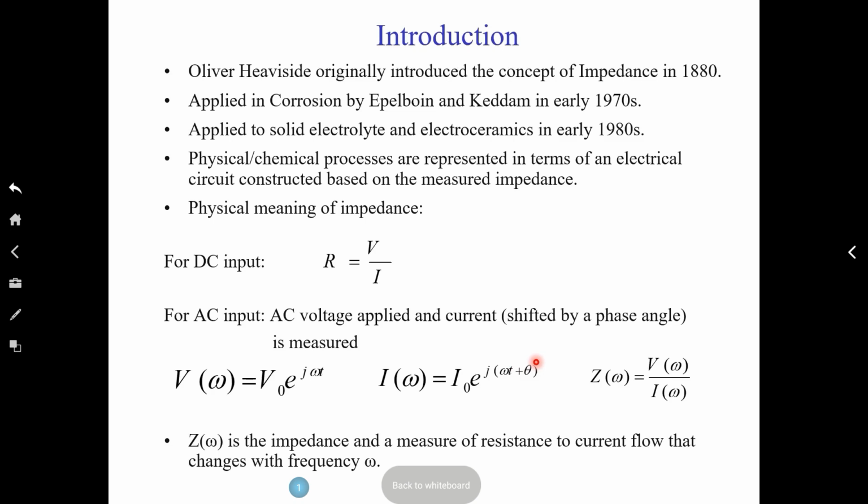And the reason is that each process has different relaxation time. So some of them are very slow. Those will be captured at low frequency. And the ones that are faster will be exhibited at high frequency. So the wider the frequency analyzer you buy, the more expensive it is. So that's something like that.